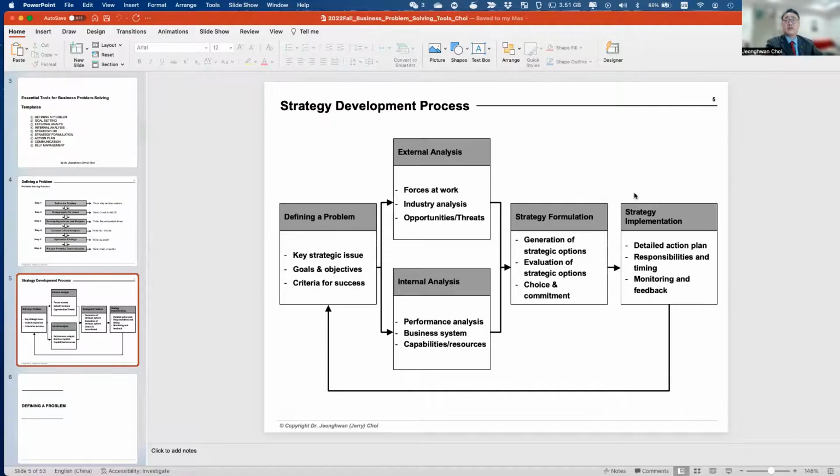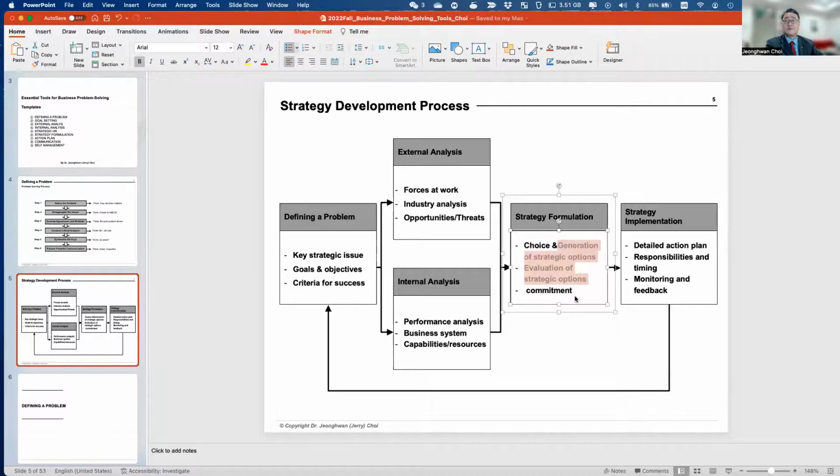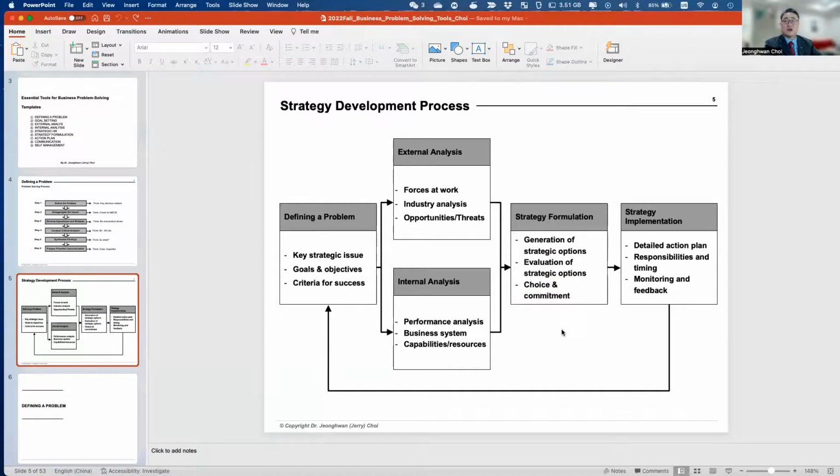Strategy formulation is one thing: generation of strategic options, evaluation of the strategic options, and choice and commitment. When we define and set up our strategy, we must do it. Idea is one thing, execution is another thing. Knowing is one thing, doing is another thing. There is a big gap. The knowing-doing gap, Jeffrey Pfeffer.